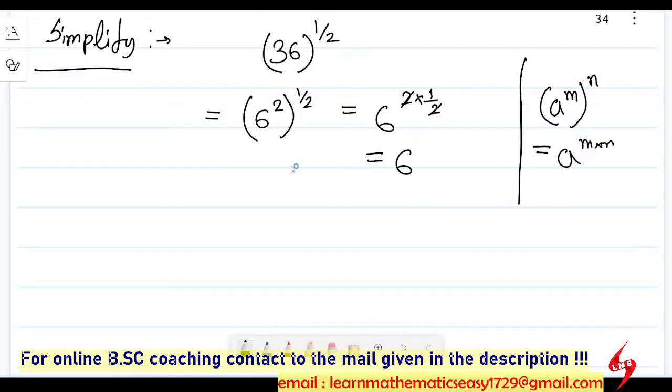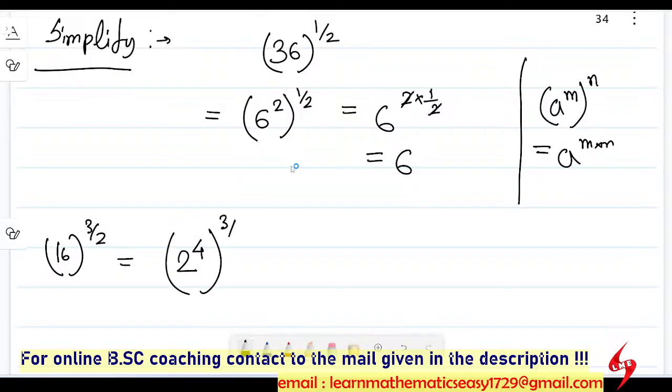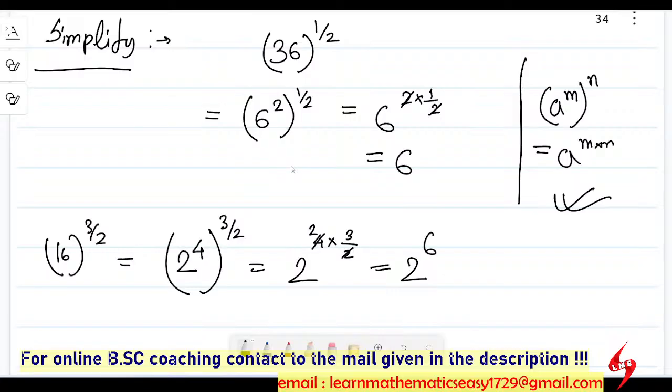Another simplify: 16 to the power 3 by 2. So 16 we all know is 2 to the power 4, and that will be to the power 3 by 2. Like this formula, the powers will be multiplied here, and that will give us 2 to the power 6, that will be 64.